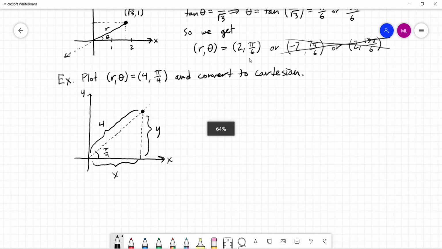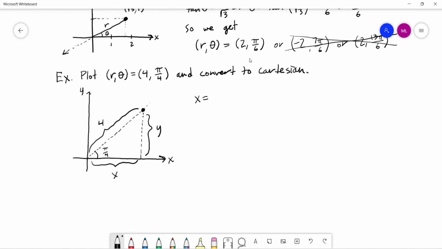So I know that x, which is equal to r cosine theta, just to remind you, in this case is going to be equal to 4 times the cosine of pi over 4. And y will similarly be, which is r sine of theta. So always remember cosine goes with x, sine goes with y. But sine will be 4 times the sine of pi over 4. And again, you can either plug these into a calculator, but really these are ones that I hope you know off the top of your head, that you remember from your unit circle.